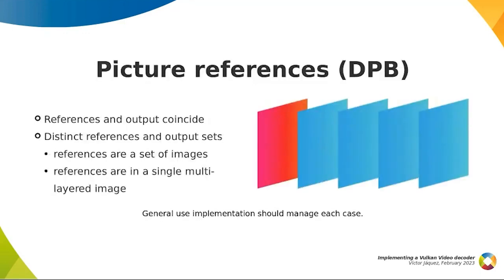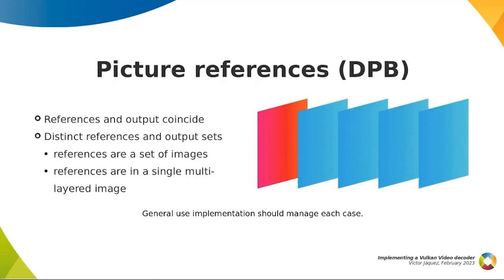Well, now regarding this, the DPB has been my headache for many days. So basically, roughly speaking, to reconstruct an image, it might need other images that were already decoded in the past. That's what we call the DPB. A vendor can specify how it handles the DPB, something that I won't explain here.